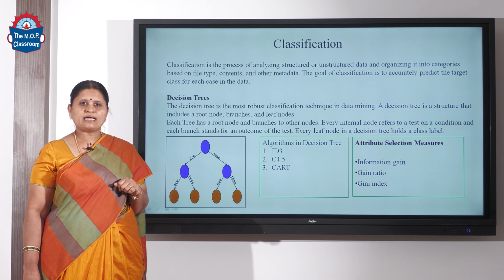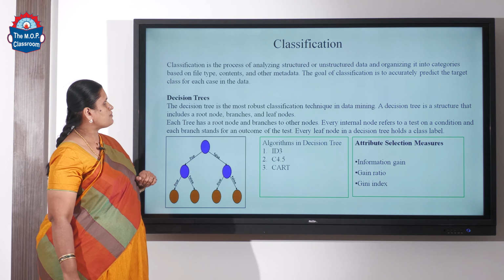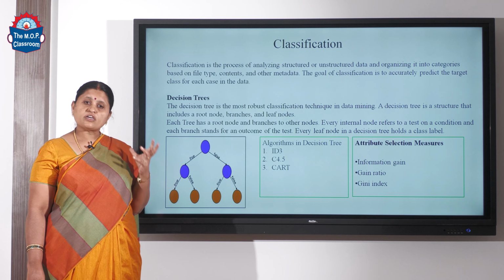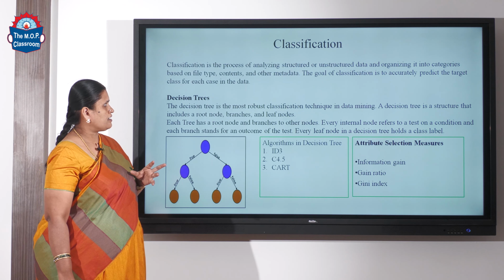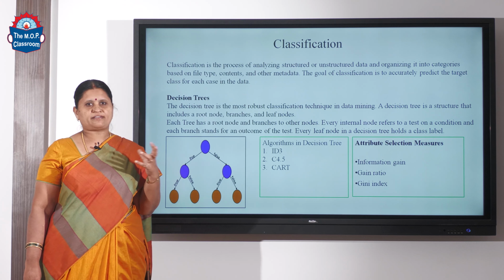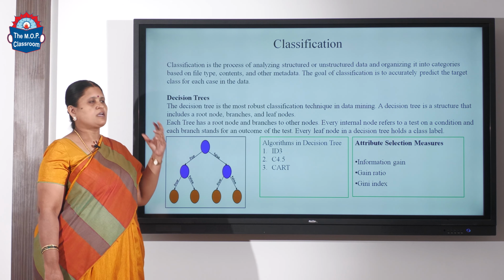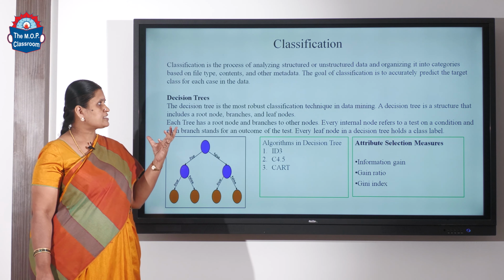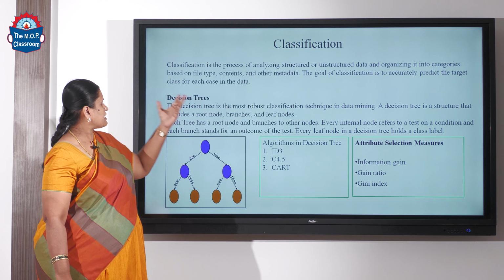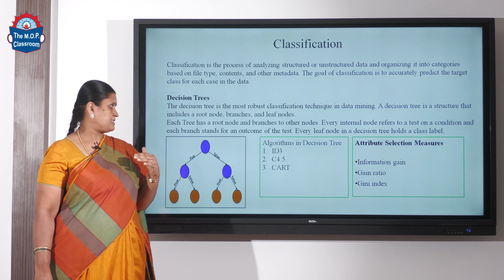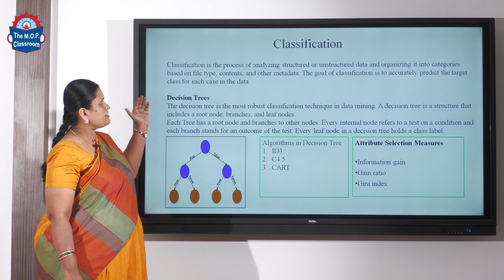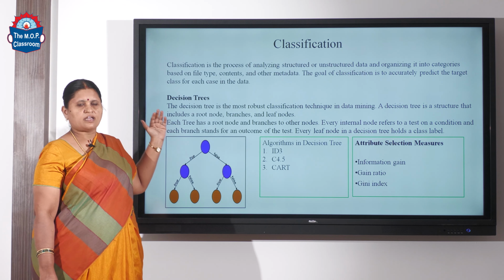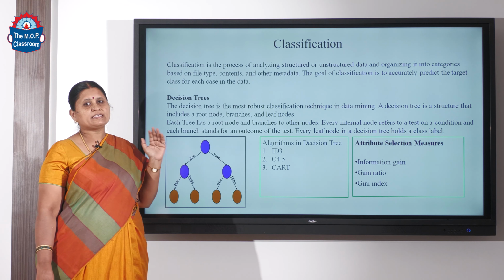Moving on to classification. Classification is a process of analyzing structured or unstructured data and organizing it into various categories based on file types, metadata, etc. So the goal of the classification is to predict the target class for each case in the data set. There are different types of classification techniques. Today we are going to see about decision trees.